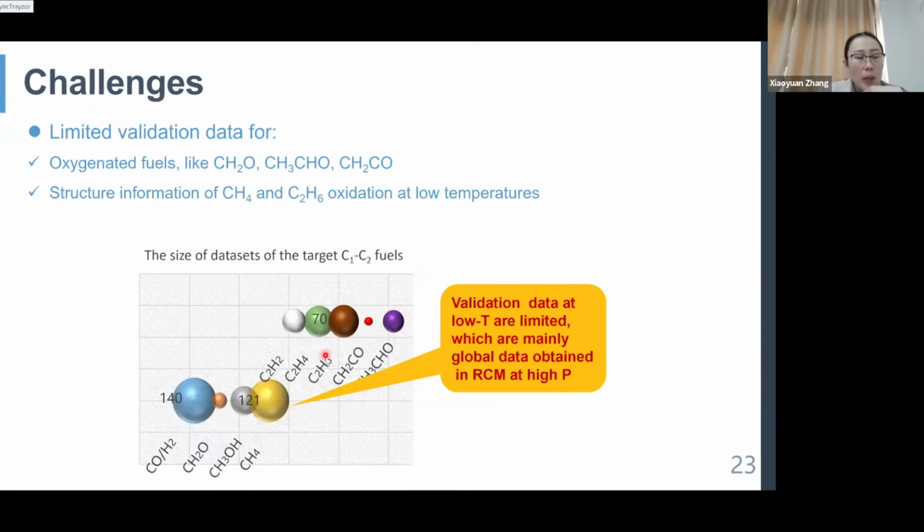However, if you plot the size of the data set for C1 to C2 fuels, you may find that there are still limited data for oxygenated fuels, such as formaldehyde, ketene, and acetaldehyde. And although there are enough data for methane and ethane oxidation, the structure information for them, especially at low temperatures, is still limited.